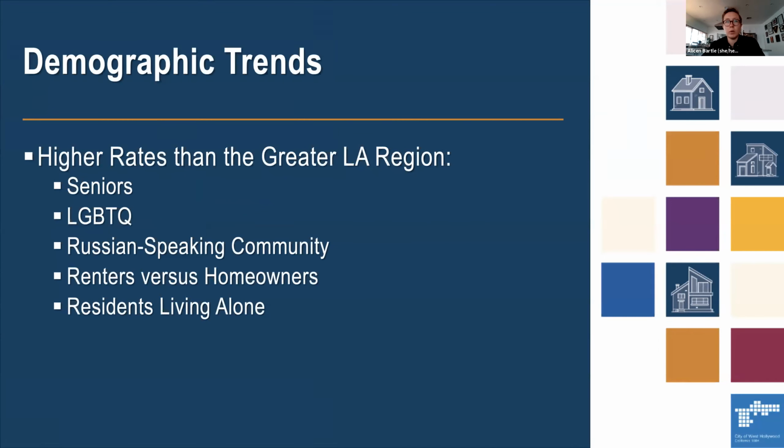So we know that West Hollywood is different than surrounding LA for a number of reasons. We know that we have a higher number of seniors. We have a higher number of LGBTQ plus identifying individuals. We know that we have a much higher Russian speaking and former USSR immigrant community. We know that about 80% of West Hollywood is a renter versus about 50% in surrounding LA County. And we know that we have a lot of single person households and residents living alone. Next slide.